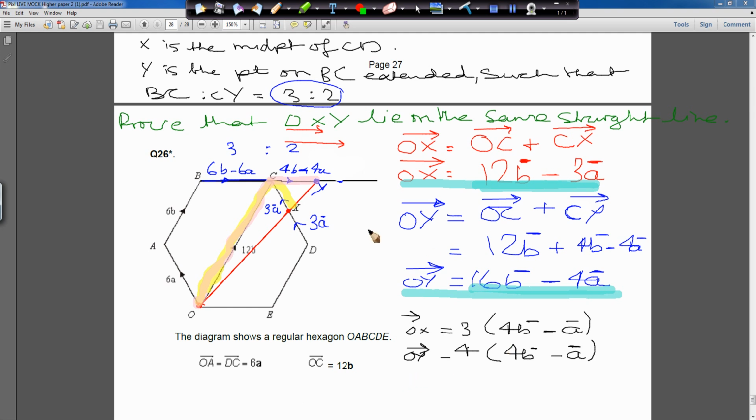Now we're running out of space a bit. Let's hope we can fit it all in. And let's change to green. As we can see here, O to X is 3 lots of this, and O to Y is equal to 4 lots of this. So these are definitely parallel vectors. Why are they parallel? Because they are a multiple of the same vector. That's 3 lots of 4b minus a, and O to Y is 4 lots of 4b minus a. So they are essentially the same vector, but this one is longer than this one.